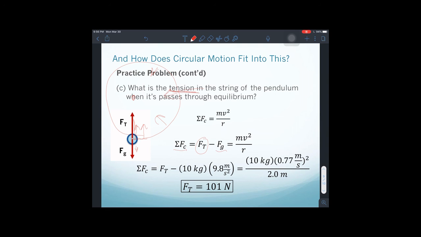How do we find the force of gravity? Well, we know the centripetal force is equal to mv squared over r. We know mass, we just solve for velocity. We know the radius, as it's just the length of the string. Force of gravity is simply the mass of the object times the gravitational constant. So if we know all of these numbers, we can solve for force of tension.